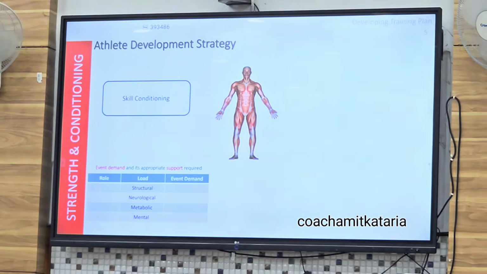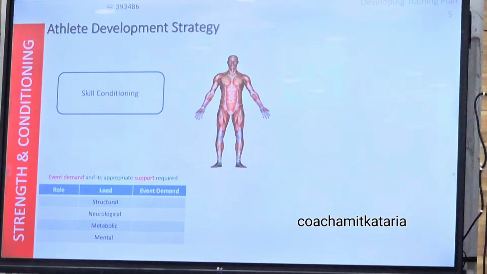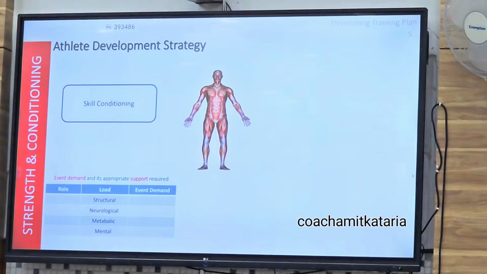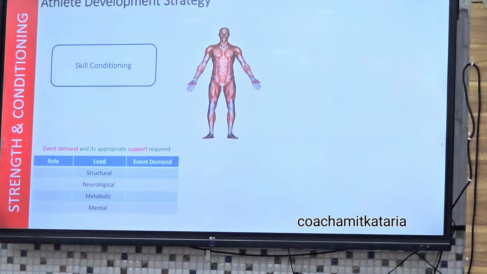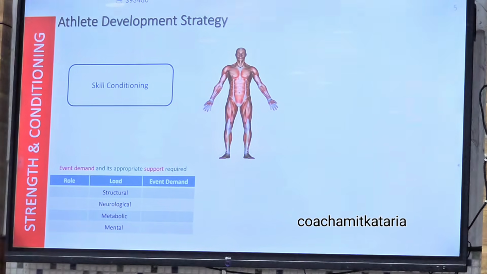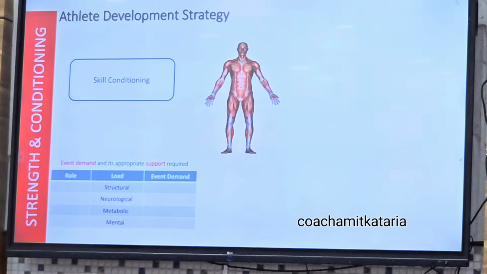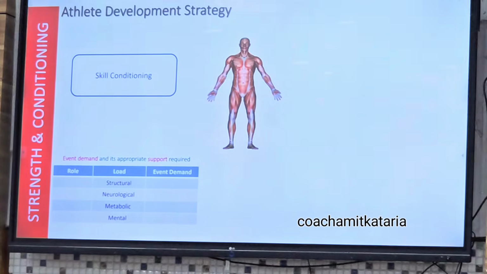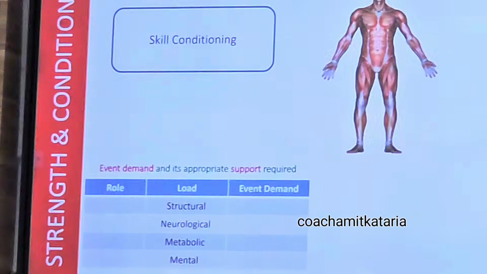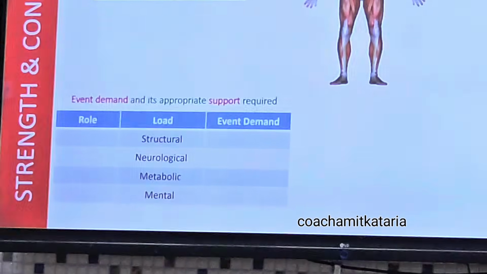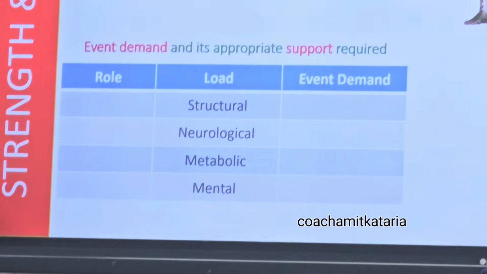So the skill conditioning, event demand. So event demand, the pyramid will be covering in the next part. So event की demand क्या है? What is the performance model, the performance structure of the javelin throw, the level of shot put? Long jump की difference है, different है, so the event demand. Then the appropriate support required.